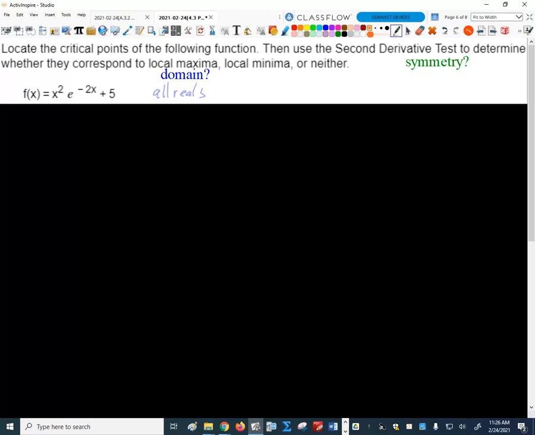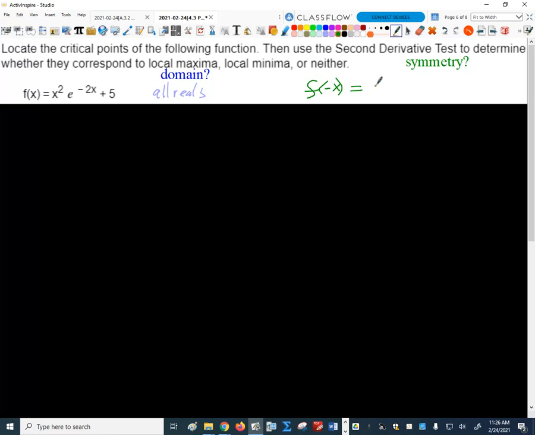We probably have to run the test, don't we? Test for symmetry. So let's see what happens. Our test for symmetry is just to evaluate our function at negative x and see what happens. So what is f of negative x here? Let's see what we get.